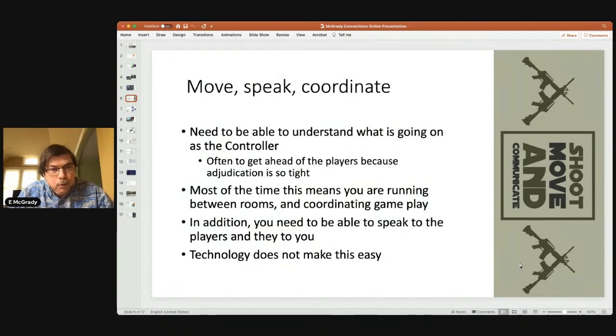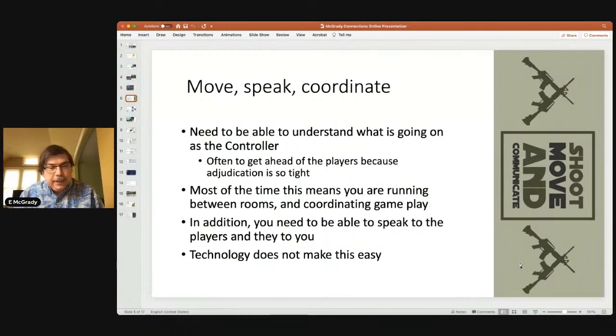You really need to be able to move, you need to be able to speak, and you need to be able to coordinate. All of the different platforms have challenges with some of these. First of all, you need to be able to understand what is going on as the controller. As the controller for one of these games, you've got people broken up into multiple little rooms where they're planning or doing whatever it is they're going to do. You need to be able to go into those rooms as the controller and find out what they're doing.